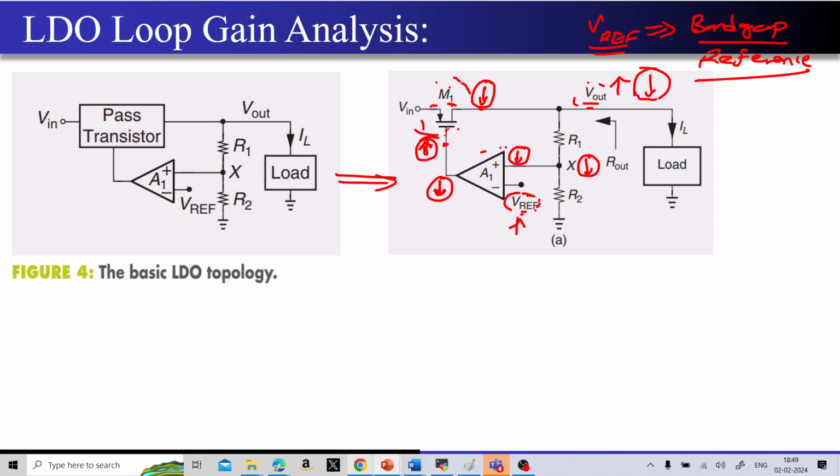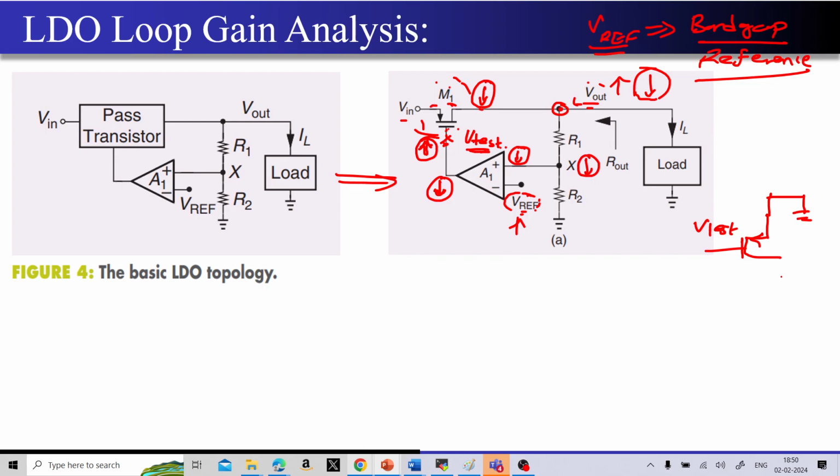So now we will break the loop over here, correct? We can break the loop definitely over here and apply some voltage called V test, right? Now if I give a V test over here, what will be the V out that I will be getting, correct? So now if I just try to redraw the circuit a little bit, this is the PMOS transistor that I have. I am applying some V test input over here, correct? And when I am applying some input, some disturbance, other sources have to be shorted, right?